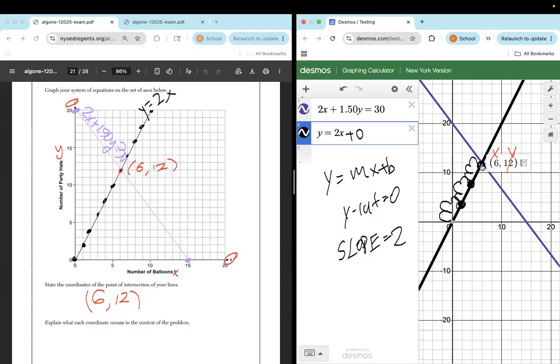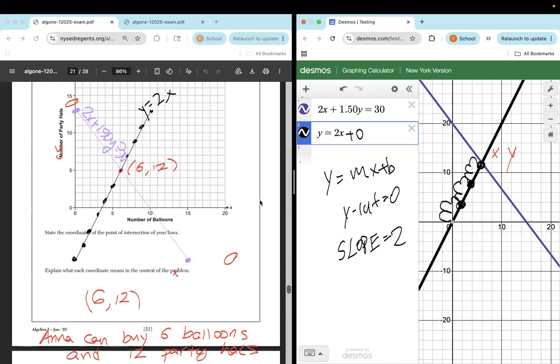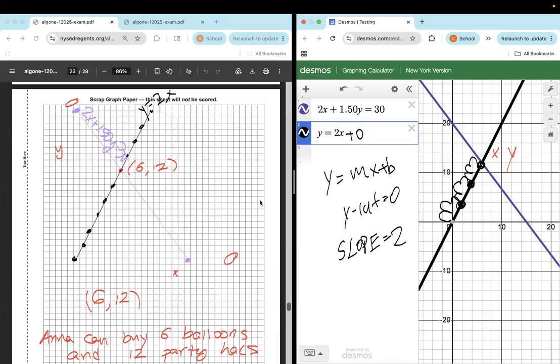So all we have to say is Anna can buy 6 balloons and 12 party hats. And that's it. You've made it through an entire Regents exam.